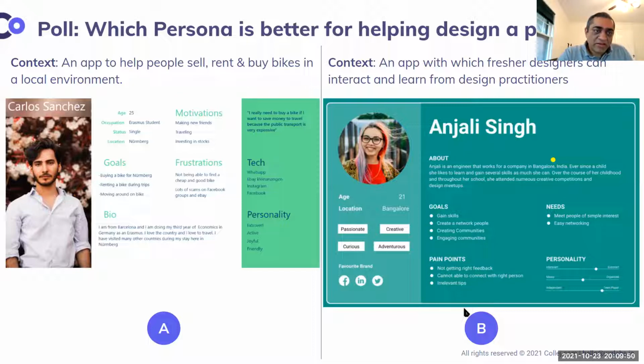So their goal is to buy a bike for Nuremberg. So you want to ride the bike to go to Nuremberg, and then you want to rent a bike during trips, moving around on a bike. So not being able to find a cheap and good bike, that is their frustration, and lots of scams on Facebook groups and eBay. Okay. So what does that mean? What decision can you make based on what you have seen there on the product?